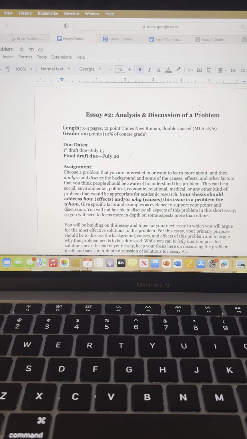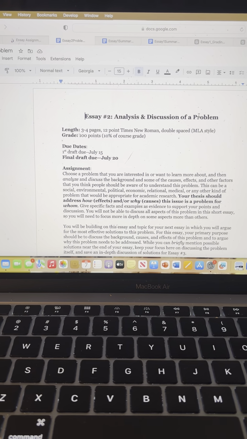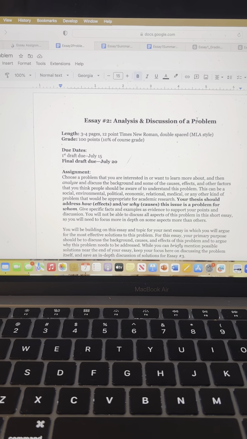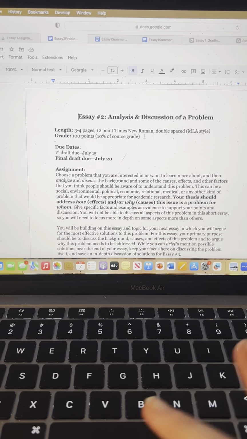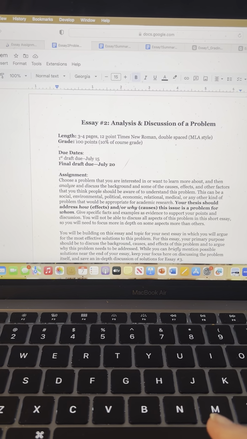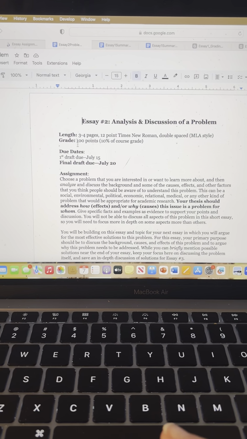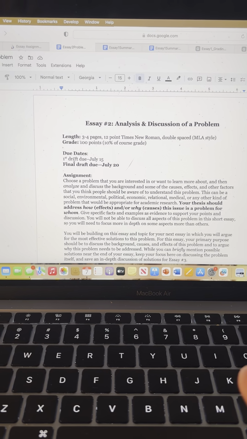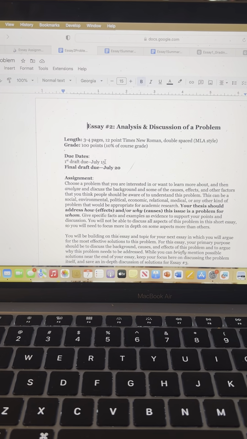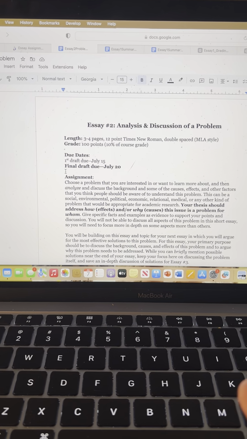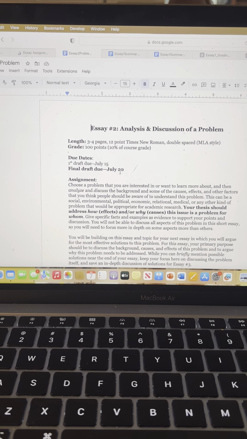So while we did a summary and response for our last paper, we're moving into analysis, which in your modules you're learning the difference between these two, and how to really refine your writing about that. The length is 3 to 4 pages, double-spaced Times New Roman, MLA style. The grade is going to be 100 points. Due date, the first draft is this upcoming July 15th. So I know it's moving quickly. That's 8 days from when I'm recording this. The final draft is July 20th. So you have some days to revise, get feedback, make it even better.